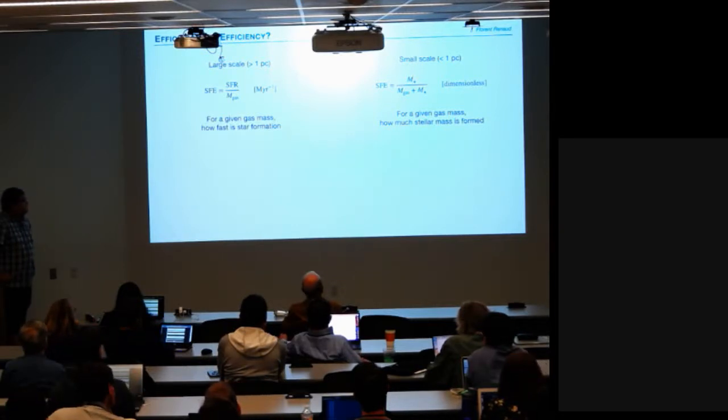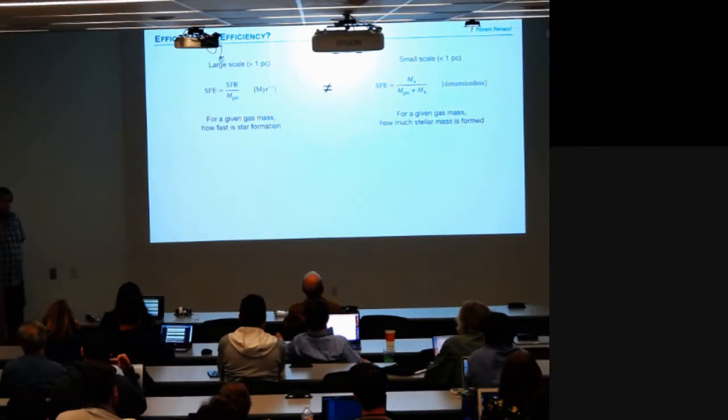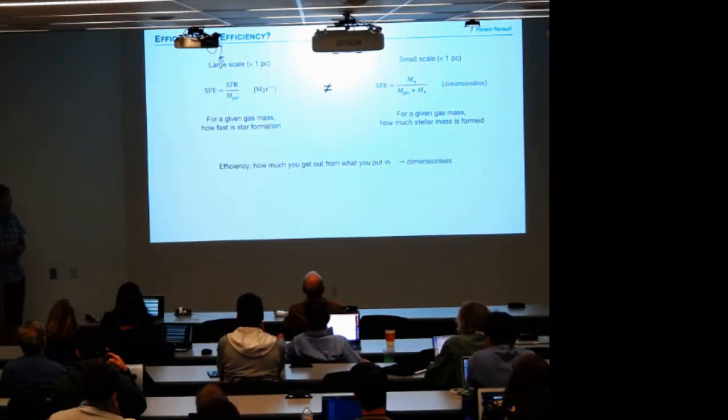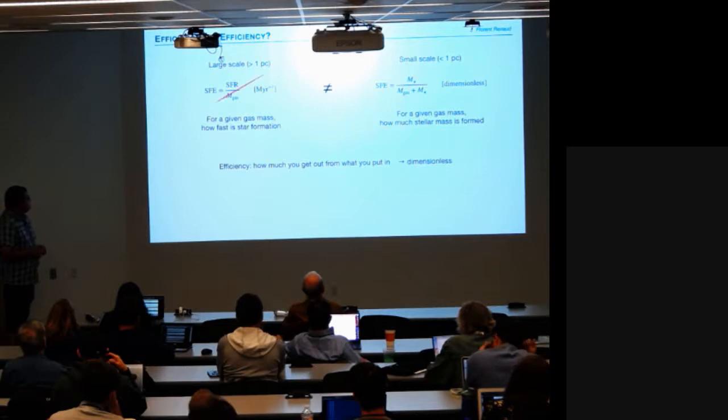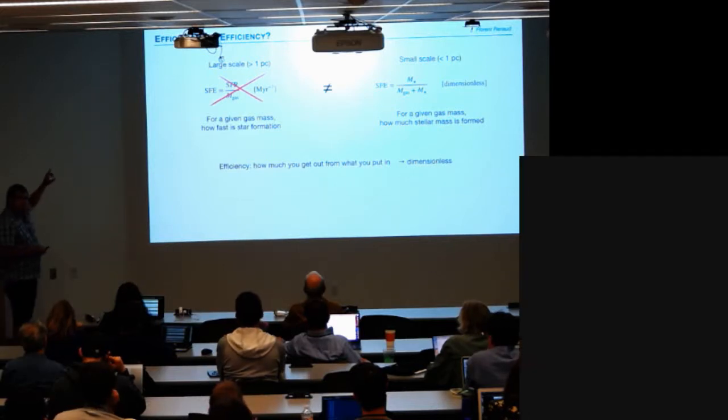Clearly, these two quantities are not the same, and it's actually very difficult to try to connect them together over a range of galaxies. But now, if you go back to the generic definition of what an efficiency is, it's how much you get out from what you put in, which implies it has to be a dimensionless quantity, which means that this is not a star formation efficiency. That doesn't mean that there is no information in this quantity, but maybe we should rename it.